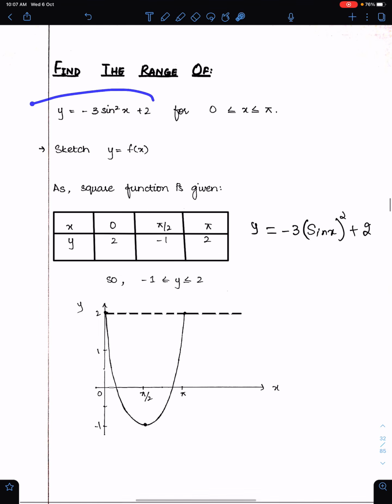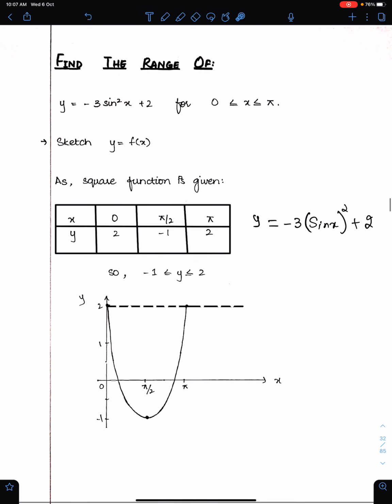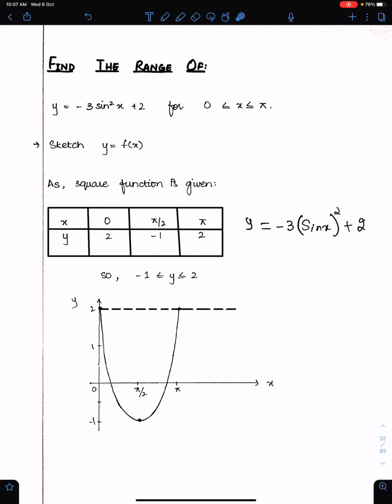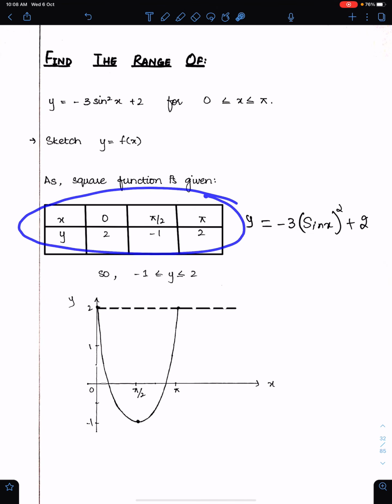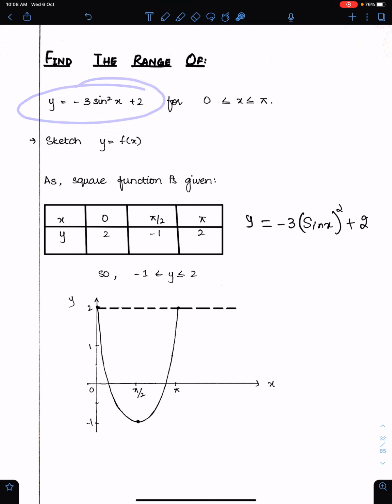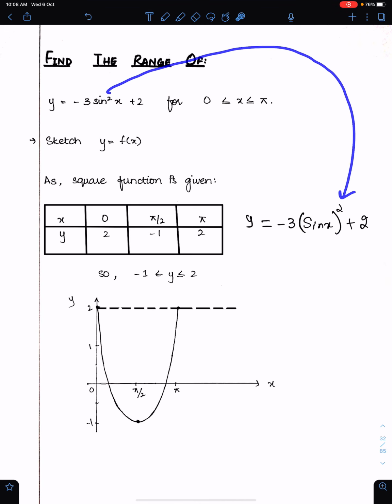What if we have power 2 functions? If we have power 2 functions, then it's better to construct a table to sketch the function like this. But while constructing the table, make sure you take sine x whole power as the whole power.